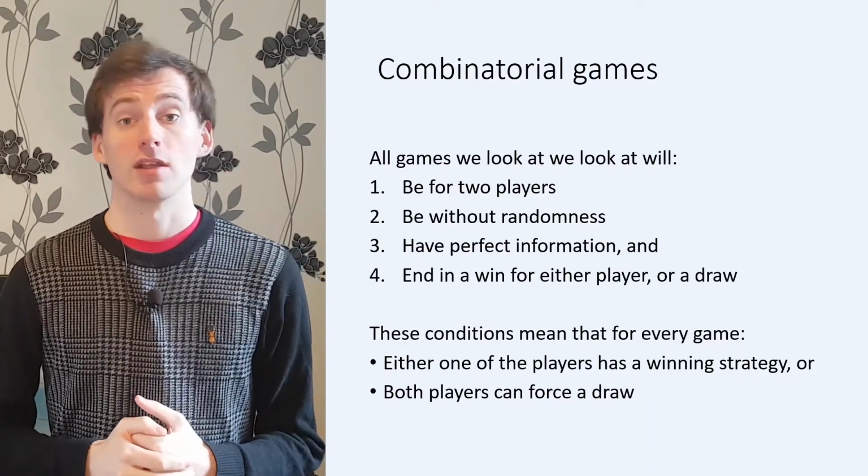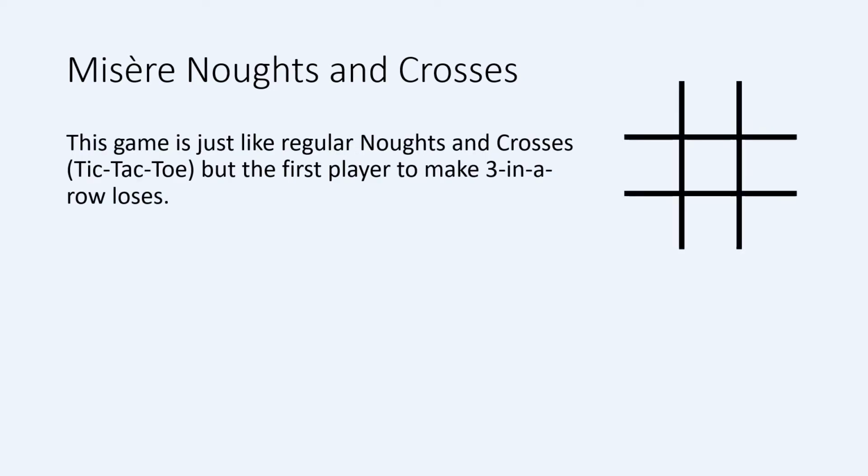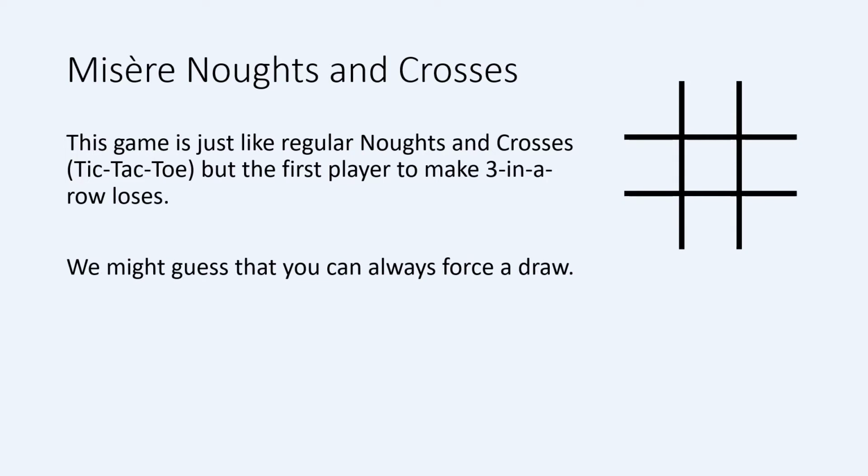At the end of the last video, I asked you to think about the game of Misère Noughts and Crosses. This game works in the same way as regular Noughts and Crosses, but the first player to make 3 in a row loses. It is well known that playing optimally, you will always draw a game of normal Noughts and Crosses. And if you've tried the Misère version, you may well think that the same is true in this case. But what is the strategy?